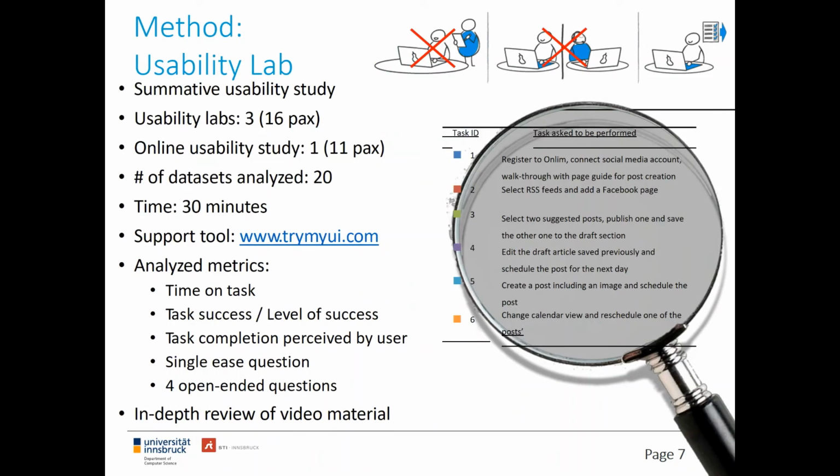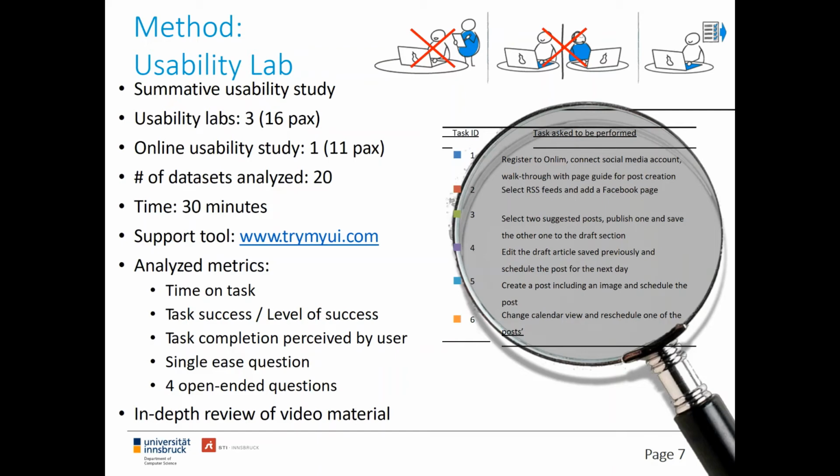So what we did was a usability lab, in the sense that there has been a summative usability study, and a number of people participated in an on-site usability lab, 16 people, and an online usability study with 11 people. They were filmed, and they were asked, like in normal or standard usability studies, to perform typical tasks.